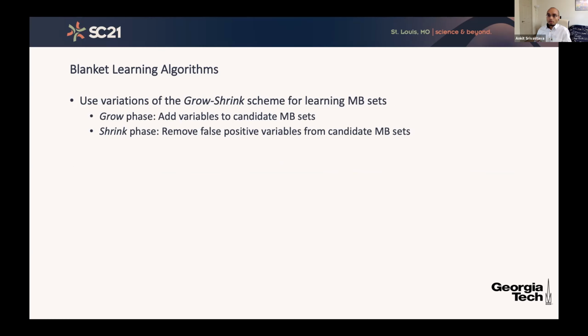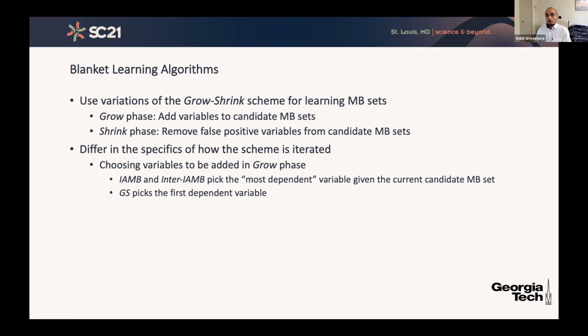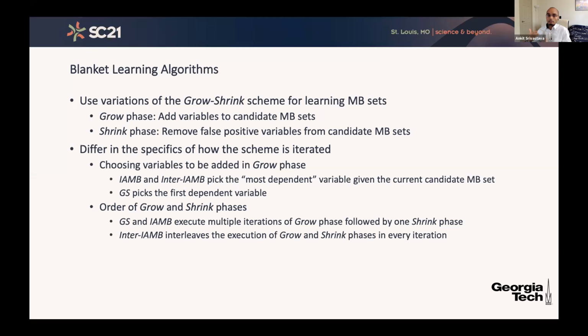They use a variation of what is known as the grow-shrink scheme for learning Markov blankets first. This is done separately for all the variables. In the grow phase, variables are added to the candidate MB set, and in the shrink phase, false positives are removed. So the grow phase might add some false positives, which are then removed in the shrink phase. These 3 algorithms differ in how the scheme is iterated. IAMB and inter-IAMB choose one heuristic, GS chooses another heuristic. They also differ in how the grow and shrink phases are executed. For example, GS and IAMB execute multiple grow phases and then one shrink phase at the end, whereas inter-IAMB interleaves the 2 in order to prevent too many false positives from getting into the candidate set.